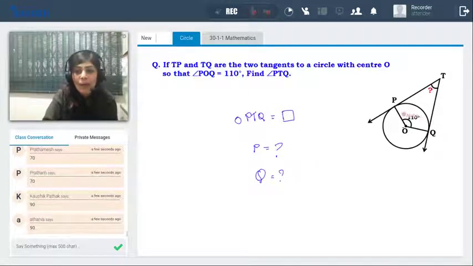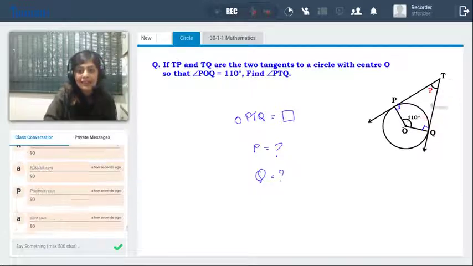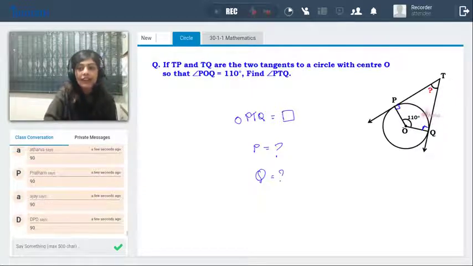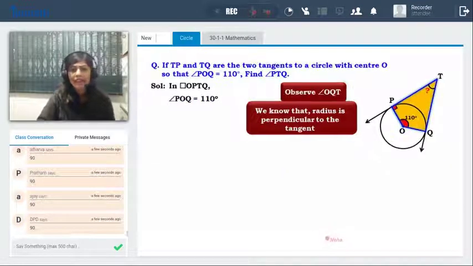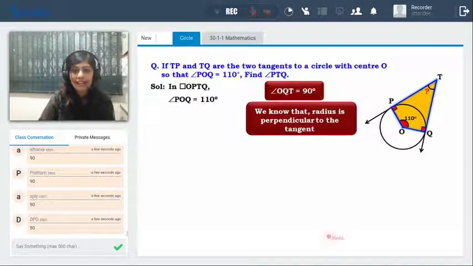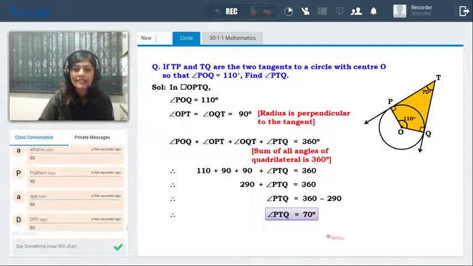So we have just seen OP is the radius, TP is the tangent. What do we see? OP and TP are perpendicular. So angle OPT is 90. Similarly, OQ is the radius, TQ is the tangent. The angle between the radius and the tangent is 90. So what do we get? Two angles out here are 90. Now quickly we can apply the angle sum property of a quadrilateral. So what do we have? We have POQ as 110, P as 90, and Q as 90.